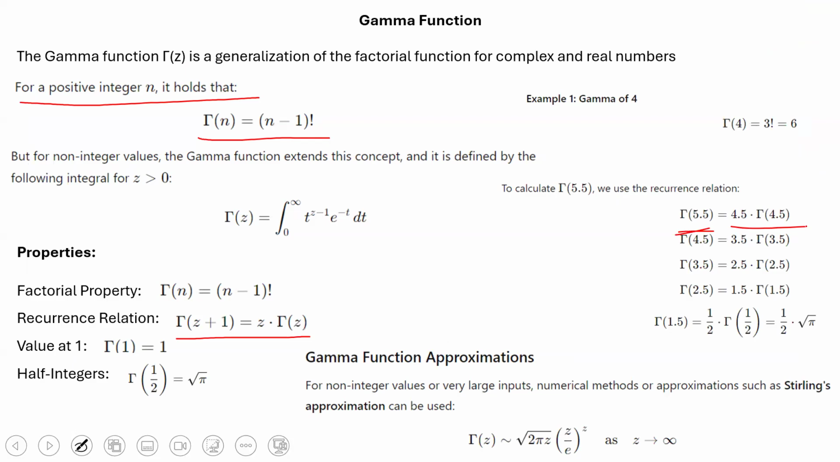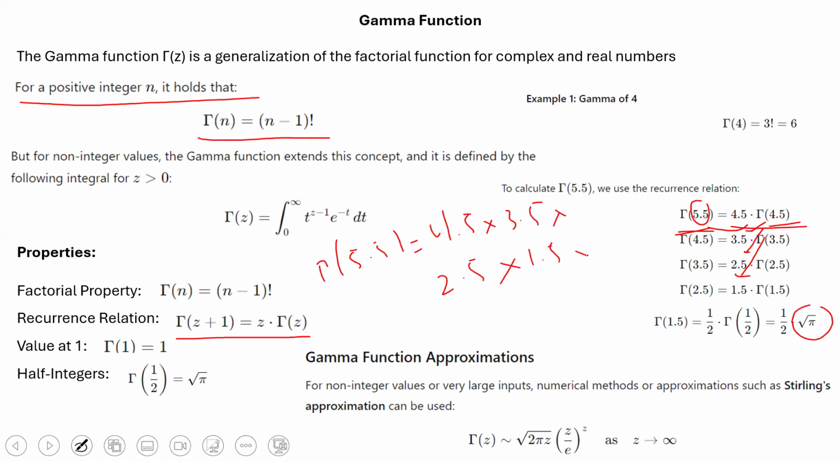Just look at this. We are doing minus 1 for this, putting it over here, and minus 1, minus 1, minus 1, and so on down to root pi, right? So gamma of 5.5 can be written as 4.5 into 3.5 into 2.5 into 1.5 into root pi, right? This is how you get the value of that.